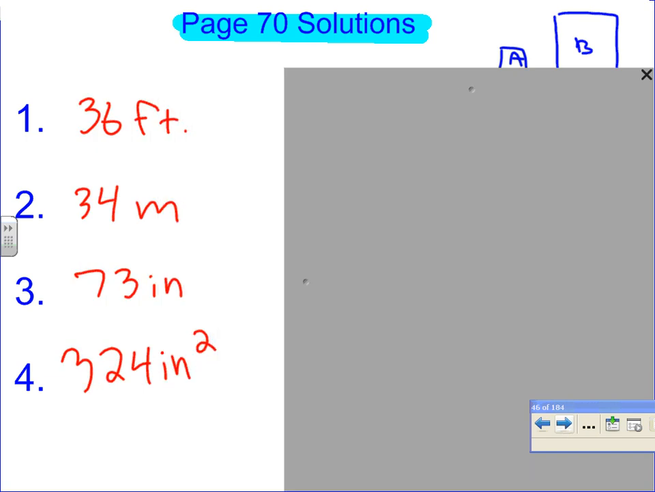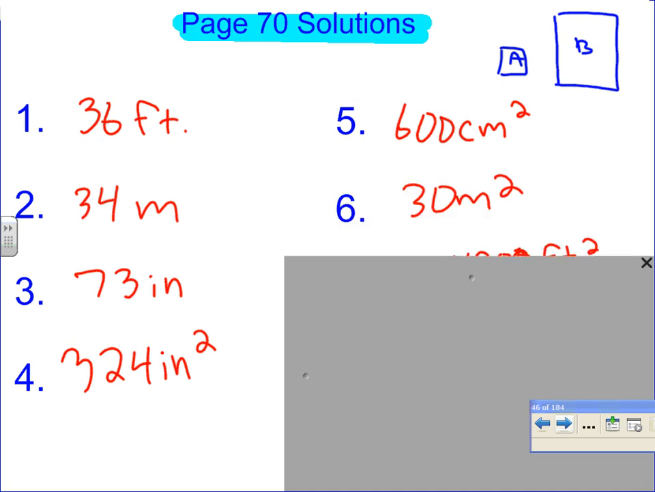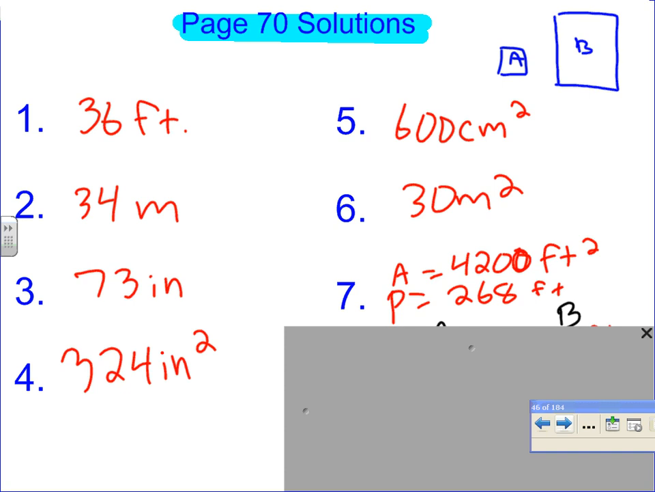Okay, number 1, 36 feet. Number 2, 34 meters. Number 3, 73 inches. Number 4, 324 inches squared. Number 5, 600 centimeters squared. Number 6, 30 meters squared. Number 7, the area is 4,200 feet squared. The perimeter is 268 feet.